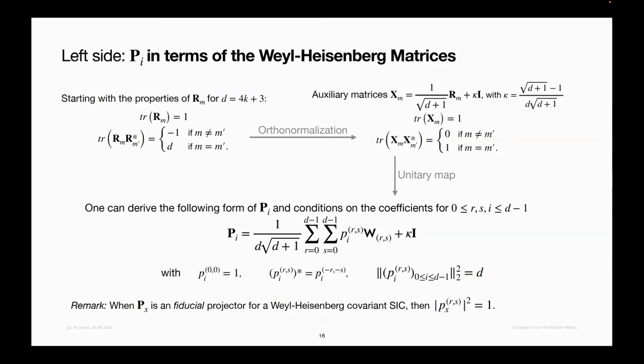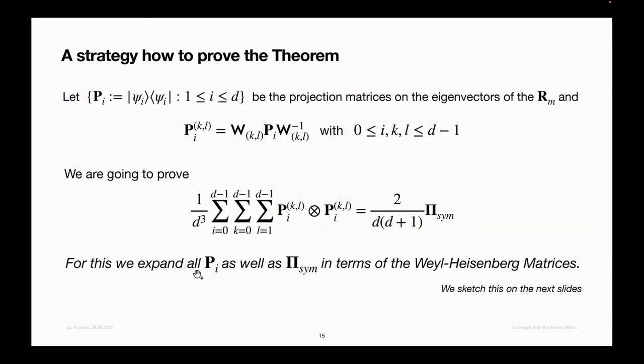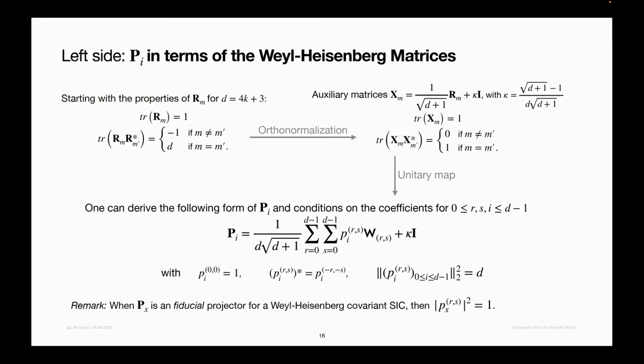So the hard thing, as I said, is of course to have the left side, the PI, to be expressed in terms of the Weyl-Heisenberg matrices. And this is also the most difficult slide of the whole presentation. It's a very technical slide. For the beginning, I want you to forget about the upper half of this slide. We focus on the lower half of the slide.